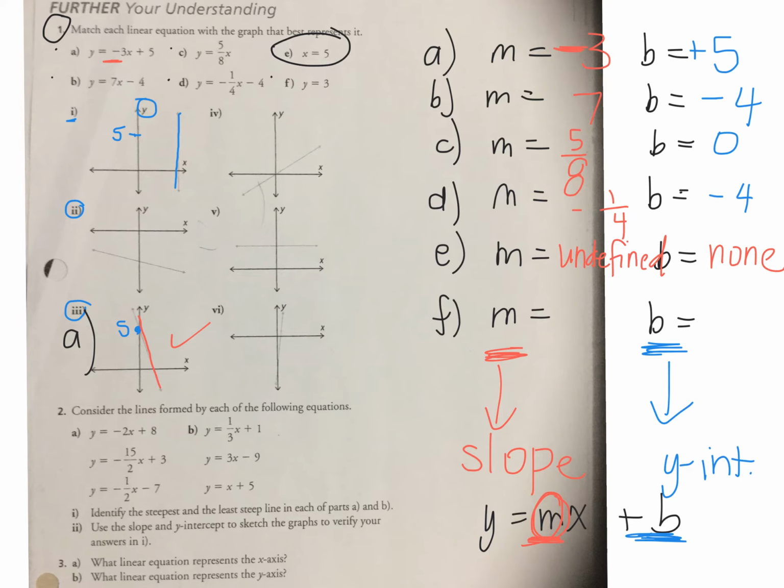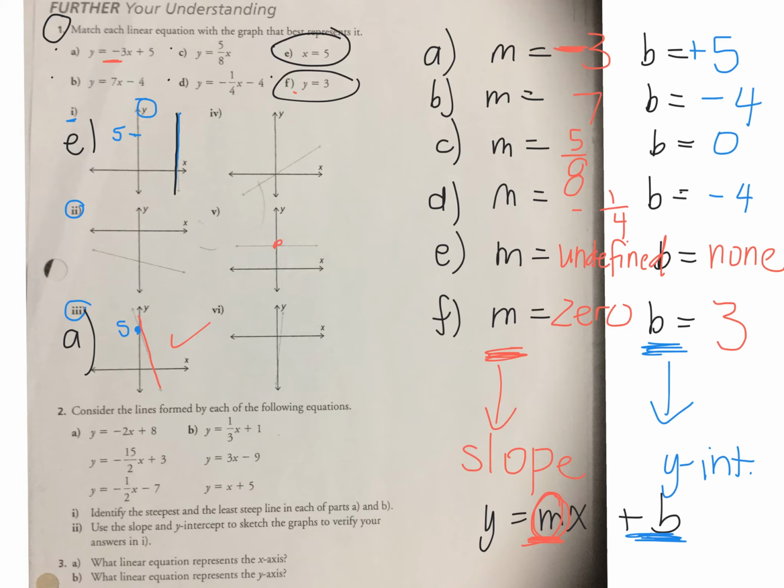Which graph shows the vertical line? Yes, this one. Okay, this is the vertical line. It does not pass through the y-axis at all. It's vertical. Okay? What about for the horizontal line? What's the slope of any horizontal line? 0, yes. What's the y-intercept if the equation is y equals 3? Where's the y-intercept? 3. Right here.